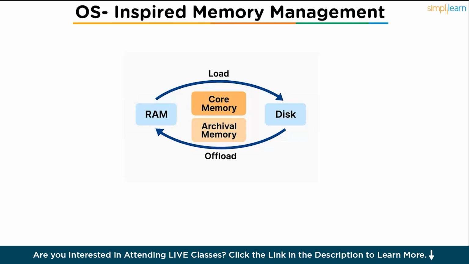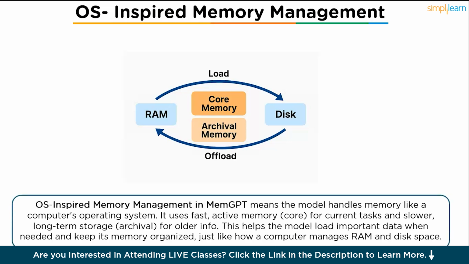So what is OS-inspired memory management? MemGPT handles memory much like a computer's operating system, which includes core memory and archival memory. Core memory, similar to RAM, offers faster access storage for immediate tasks during active use. Whereas archival memory is compared to a hard drive, it stores long-term information that's less frequently accessed. By dividing memory this way, MemGPT ensures efficient data retrieval while maintaining organized long-term storage.